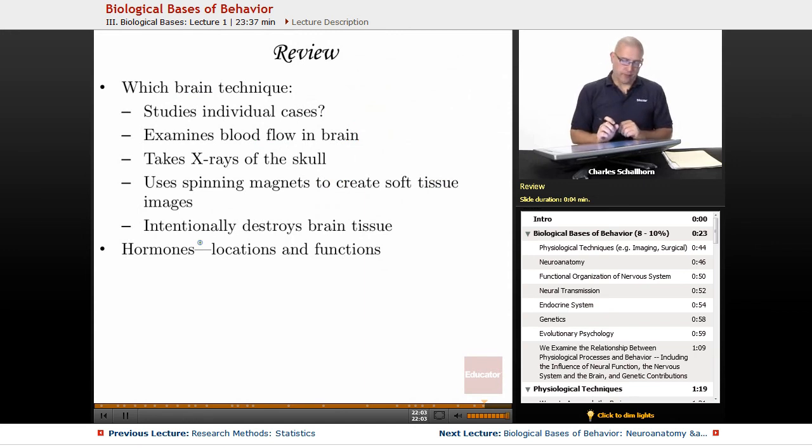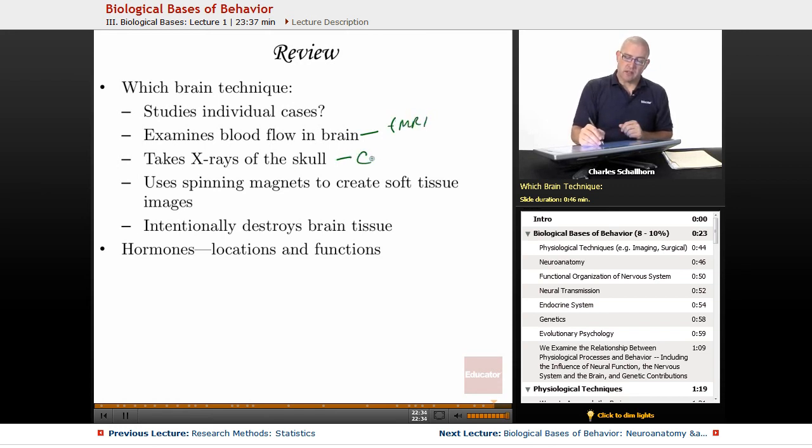So in review, which brain technique is going to study individual cases? When we're looking at that, basically all of the brain techniques are going to be looking at individual cases. So hopefully you know that that's going to be all of them. Blood flow. Which one of the computerized techniques is going to be looking at blood flow? Is that going to be the fMRI?